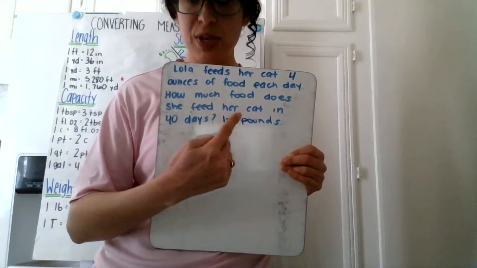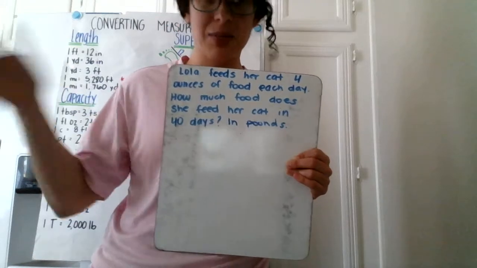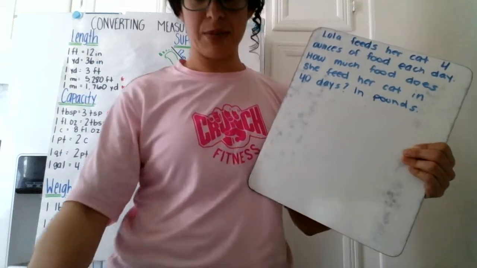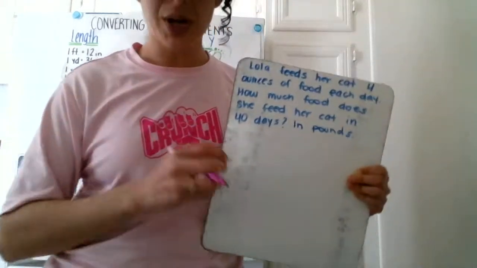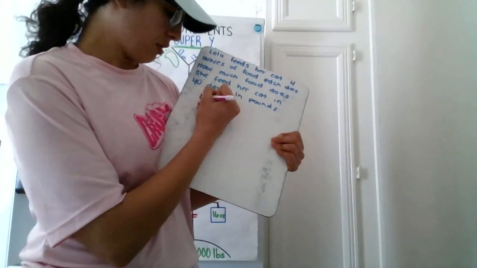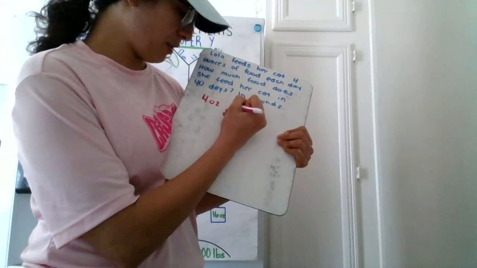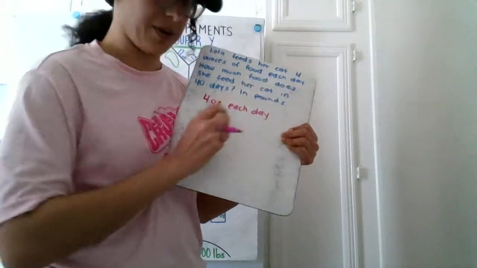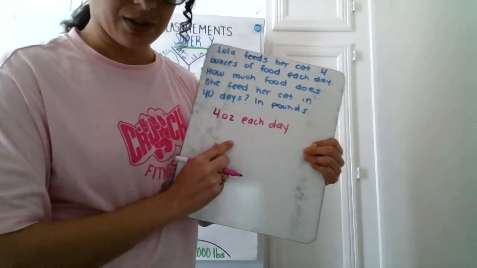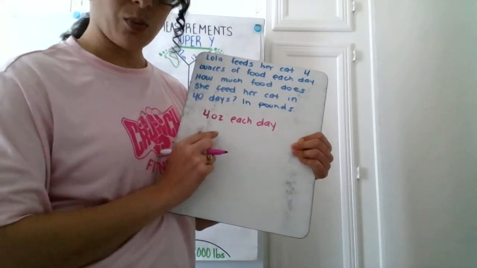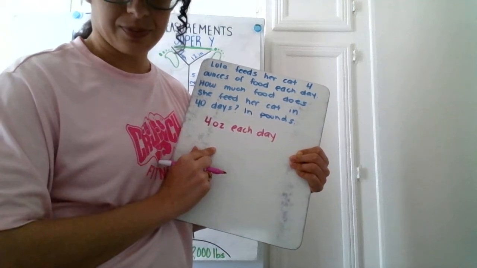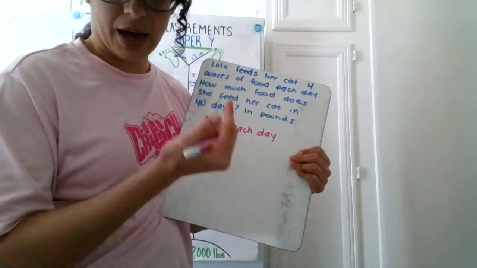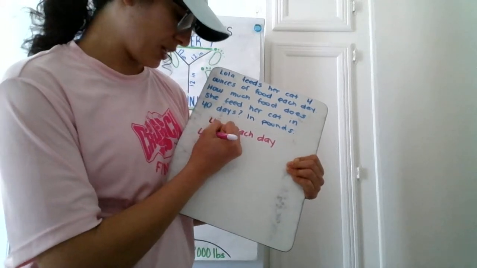Okay? So my information is given to me in ounces. That means I'm going to have to change it around to pounds. So the first thing I'm going to do is write what I know. So I know that 4 ounces is given each day. Right? Okay. What's the next thing that I know? I know that 40 days is how much I need to figure out.